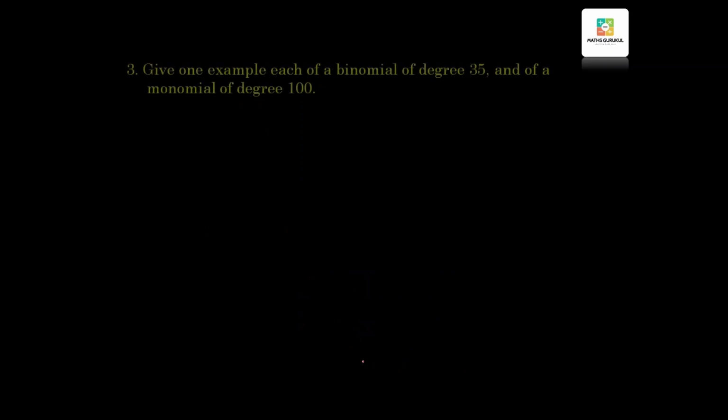Okay. Let's move on to the next question. The next question says that give one example each of a binomial of degree 35 and a monomial of degree 100. So when we say it's a binomial, we mean that there will be two terms involved. Okay, there will be two terms involved.